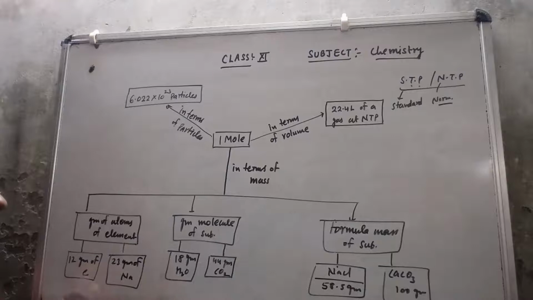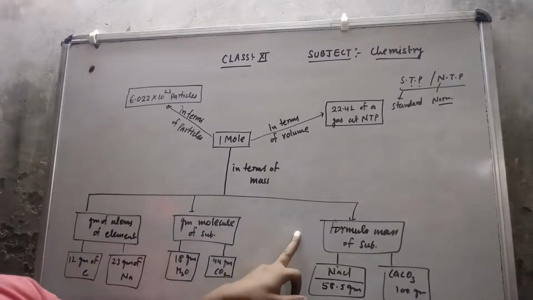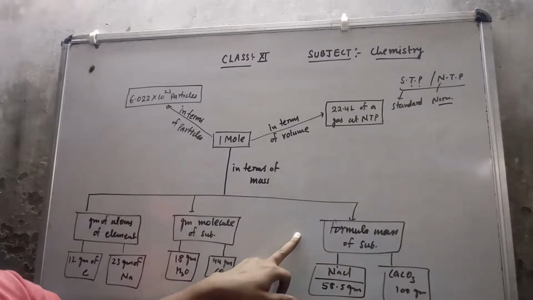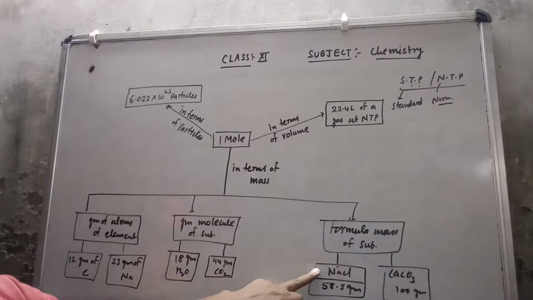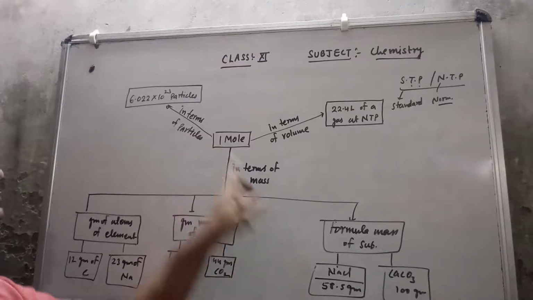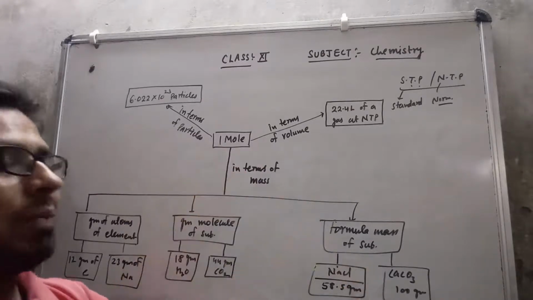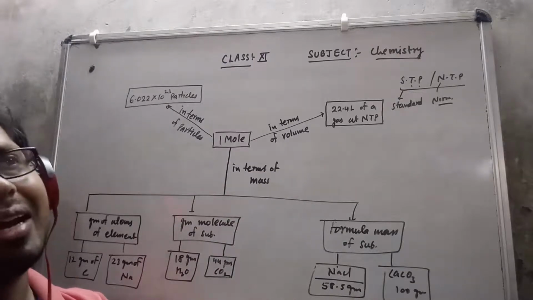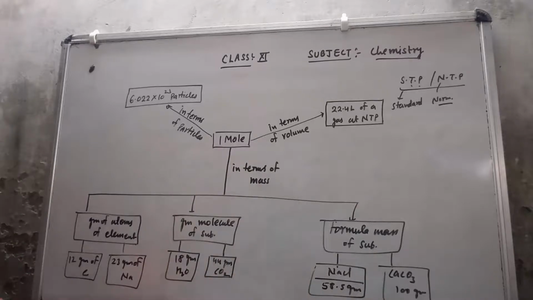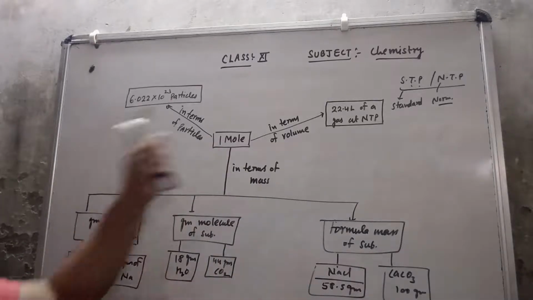Suppose it is not an atom, not a molecule, it is any formula. Then 1 mole is equal to its formula unit mass. Suppose I have the formula NaCl. What is the molecular mass of NaCl? That will be equal to 1 mole. That means 58.5 gram of NaCl is equal to 1 mole. Same, suppose I have calcium carbonate. Then the mass of calcium carbonate, that is 100 gram, is equal to 1 mole. I hope you have understood this.